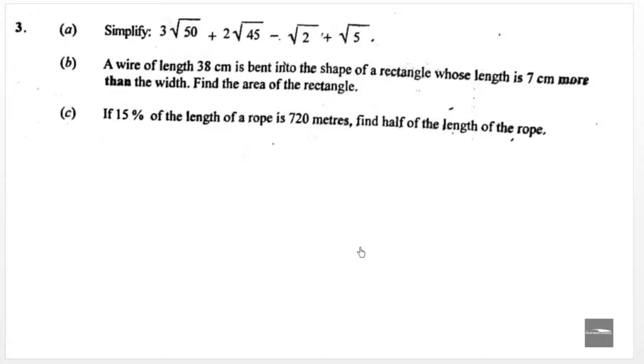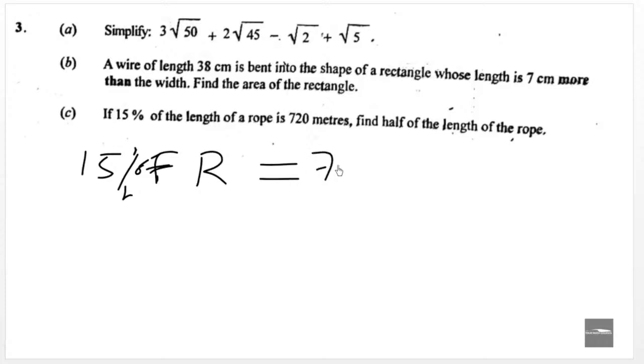The last part of the question, the C part, says that if 15% of the length of a rope is 720 meters, find half of the length of the rope. So 15% of the length of a rope. Let the rope be r meters. So 15% of the length of the rope is 720 meters. So 15 over 100 times r is equal to 720.